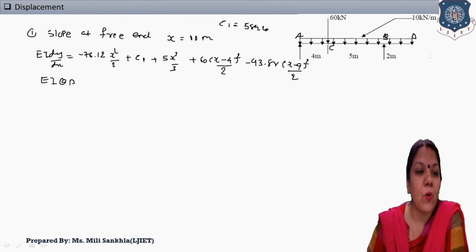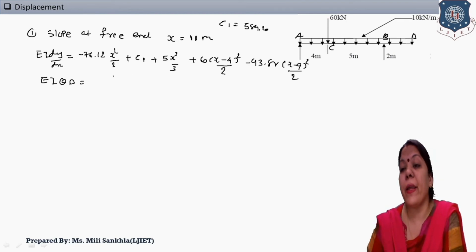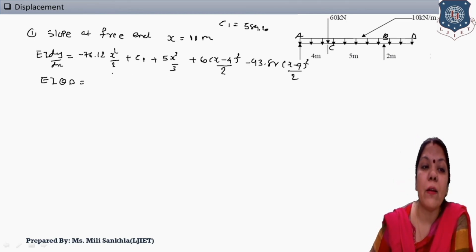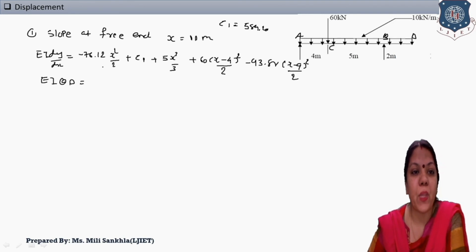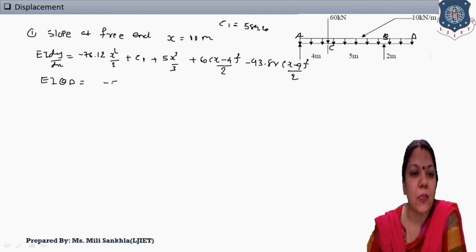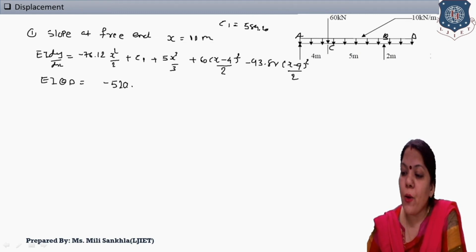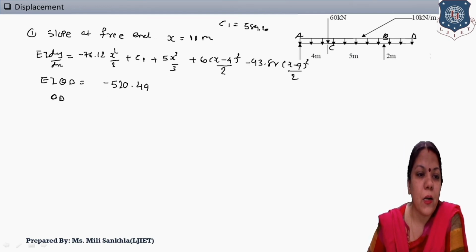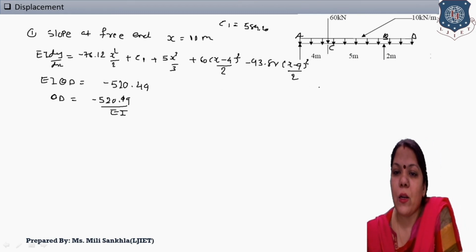Now after simplifying this, right here, EI dy by dx is theta d, because we find out slope at free end, and free end the notation is D, so we take dy by dx is equal to theta d. Now put the value of x is equal to 10, this is 10 minus 4, 10 minus 9, all terms we have to calculate here. After simplifying, answer is 520.49. Okay, now theta d is equal to minus 520.49 divided by EI.